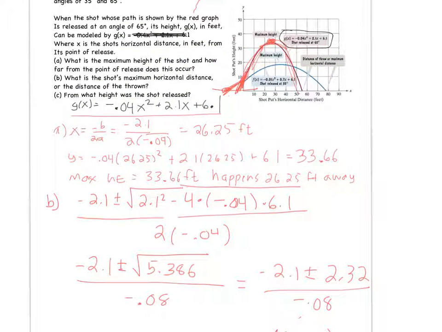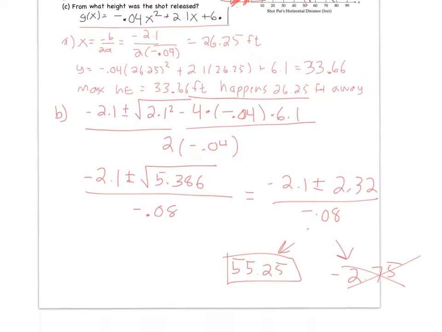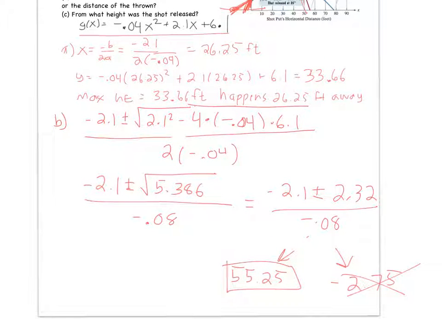And then C, from what height was the shot released? Well, that's really just the y-intercept. I want to know when time was 0, where was the shot let go? So you're just plugging in 0. Do that over here. So we would have negative 0.04 times 0 squared plus 2.1 times 0 plus 6.1. Well, that's going to go away, that's going to go away, so it must have been thrown from 6.1 feet. Oops, and there's my part C.